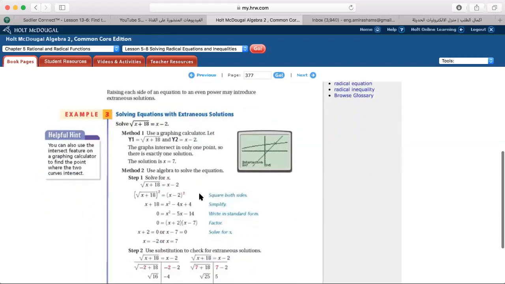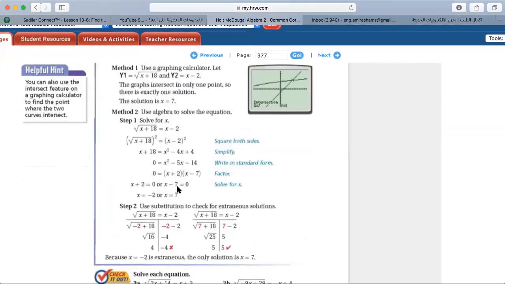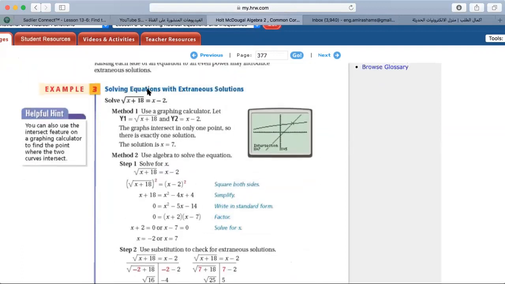Today we're going to solve equations with extraneous solutions. Extraneous solutions make the functions or the equations incorrect. So, solving equations with extraneous solutions: solve square root of x plus 18 is equal to x minus 2.